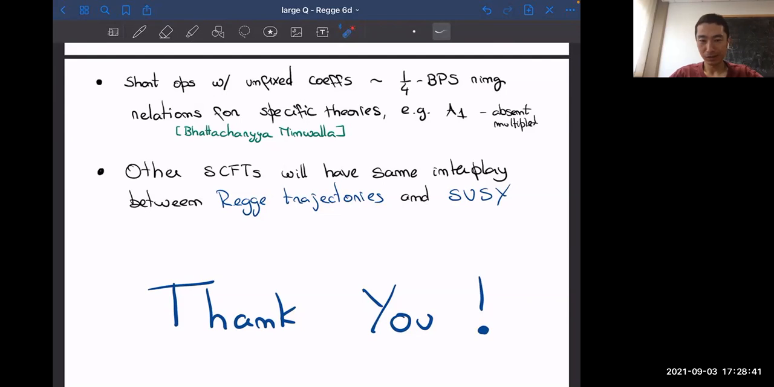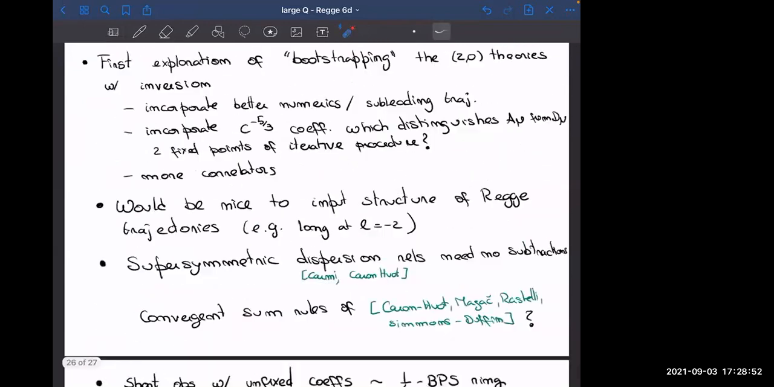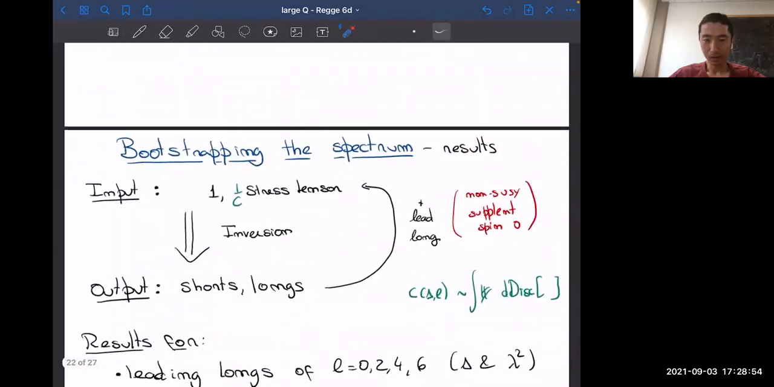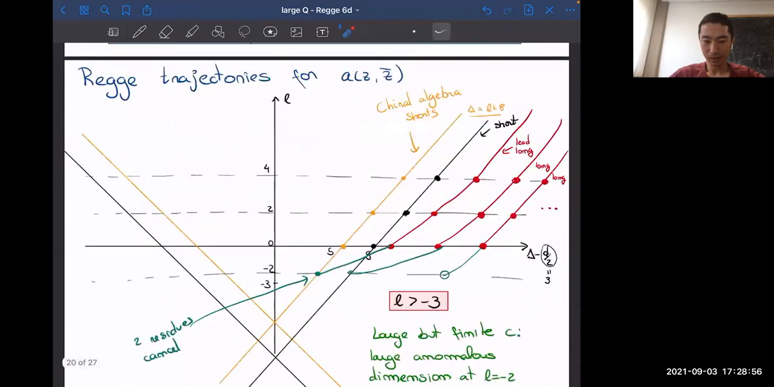Can I ask one question? So the long multiplet that you're talking about, which hits the stress energy tensor pole, what are they in the supergravity regime? Are they multi-graviton states?